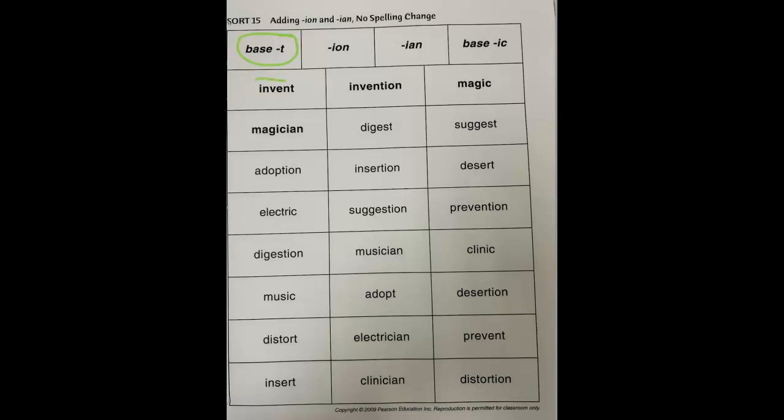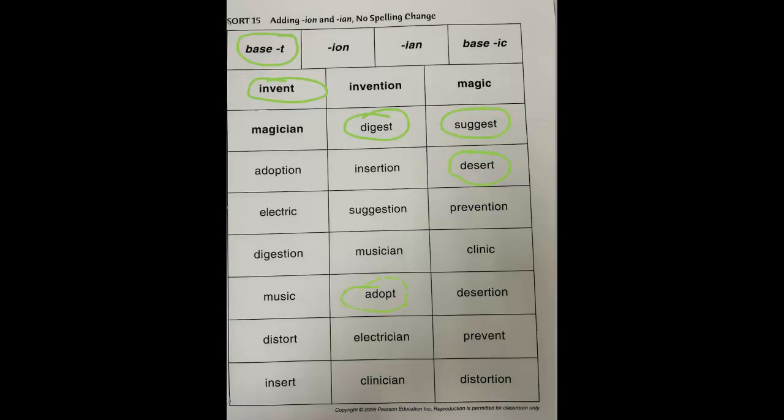So a base word that ends with a T would be invent. Another base word would be digest. Like you need to have your food digest. Another one would be suggest. And are you noticing that there's a T at the end of each of these? Let's see, we have desert. Desert, not dessert, desert. Dessert has 2 S's.